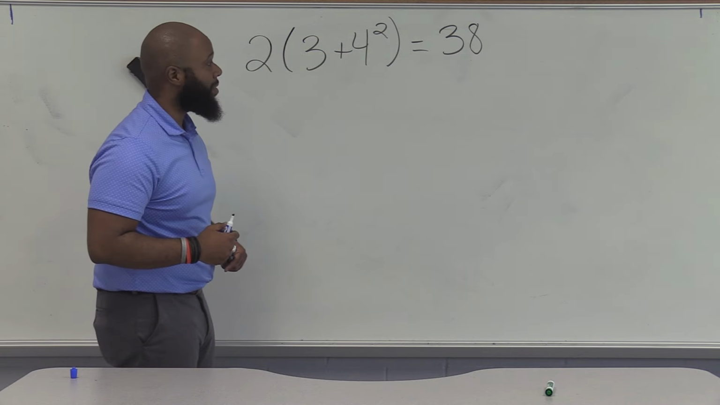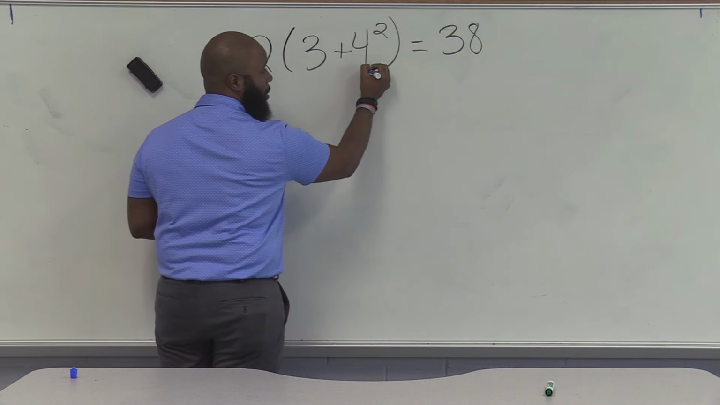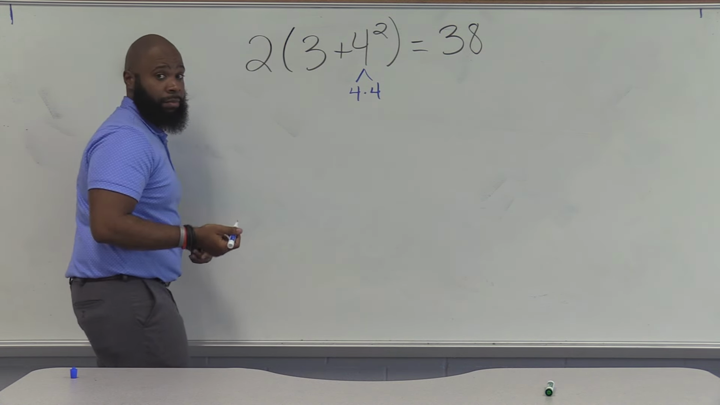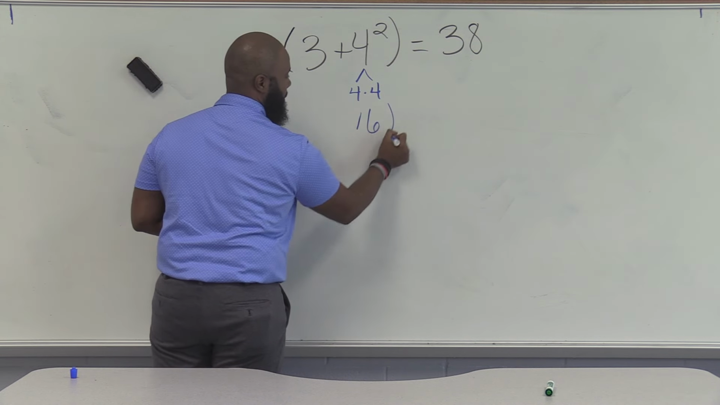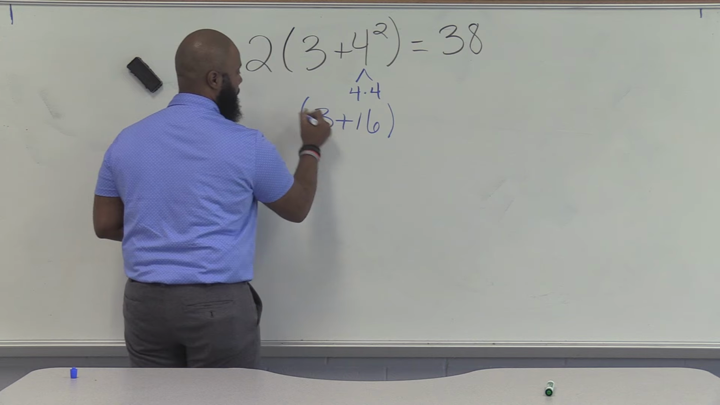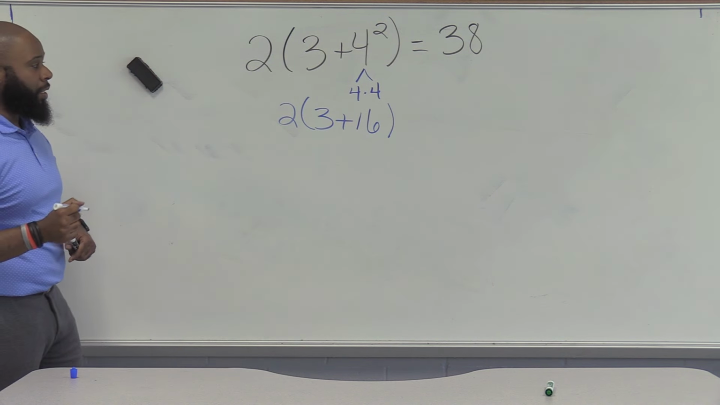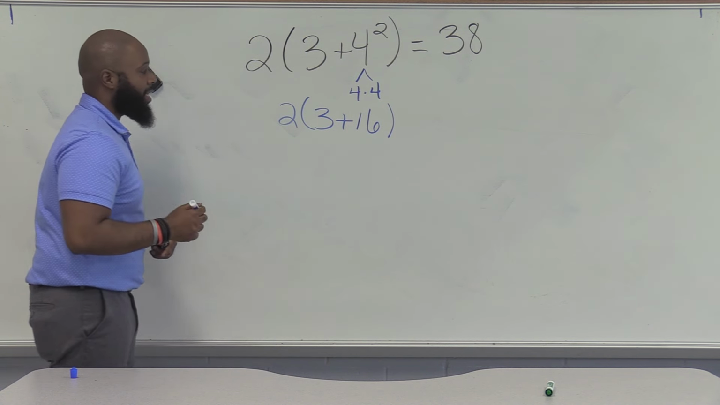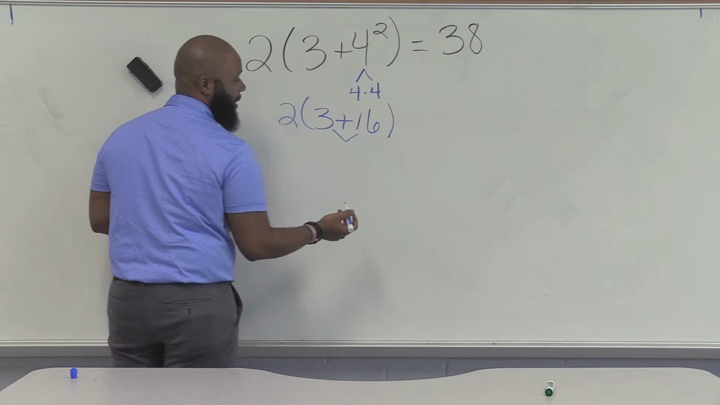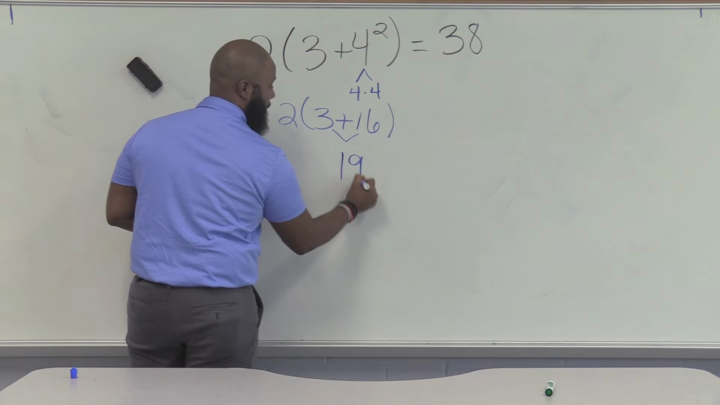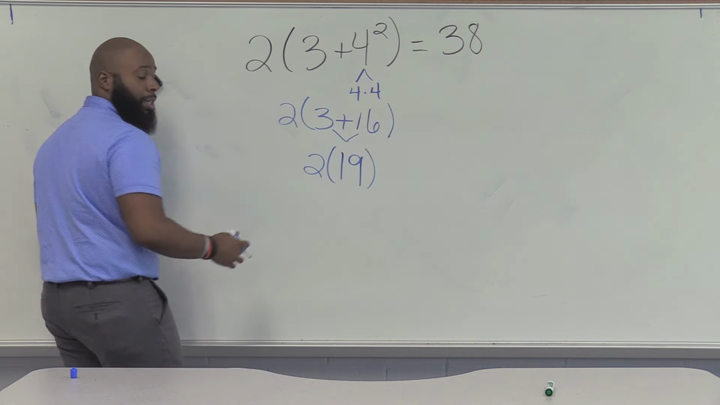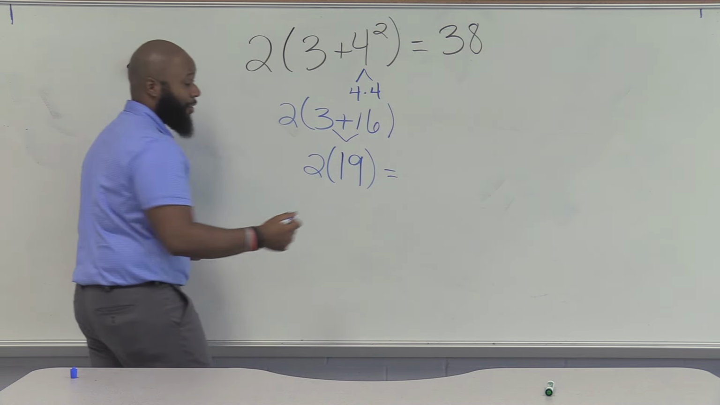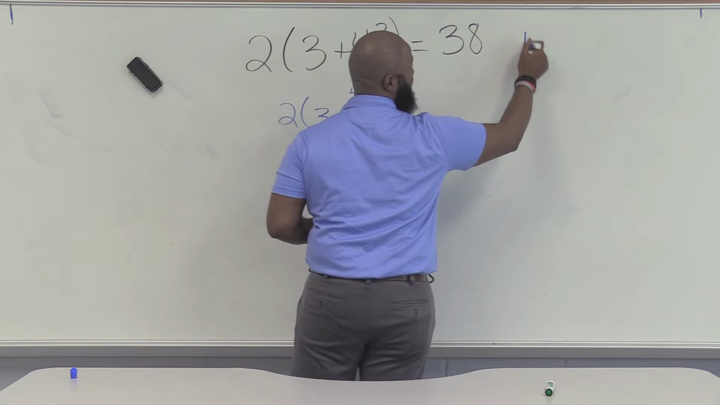Remember this from our previous lesson. Exponents. So I know I have 4 times 4, which is going to give me 16. I'm going to bring everything else down: my parentheses, my plus, my 3, and my times 2. So now my problem reads 2 times the quantity 3 plus 16. What do I do next? Inside of parentheses. So I'm going to do 3 plus 16, which is going to give me 19. Bring down my parentheses and my times 2. So now my problem is 2 times 19. What's 2 times 19? 38. So this one is true.